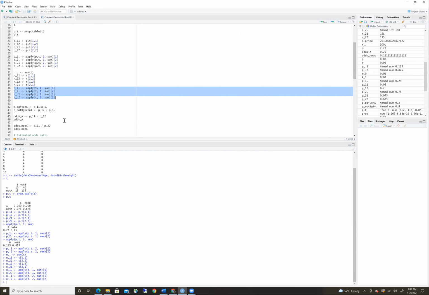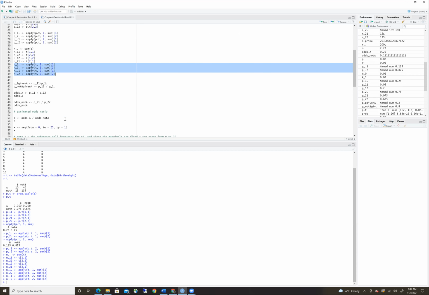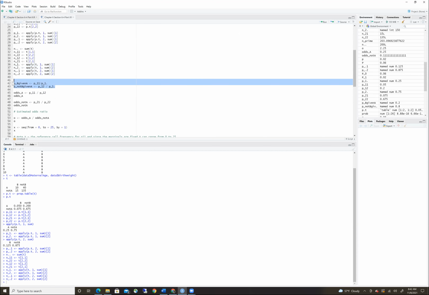Eventually we want to get the odds ratio. So we're going to start with the probability of B given A, which is the probability of A and B divided by the probability of A. Then the probability of not B given A is the probability of A and not B divided by the probability of A. When I do this, I get each of those probabilities. The odds of A is defined by the probability of B given A divided by the probability of not B given A.